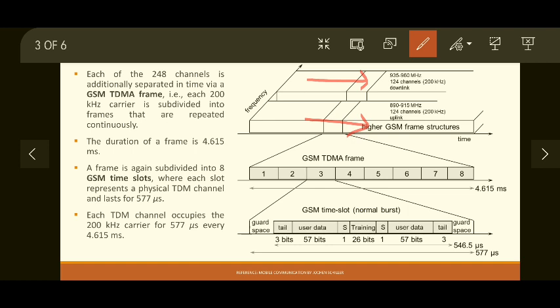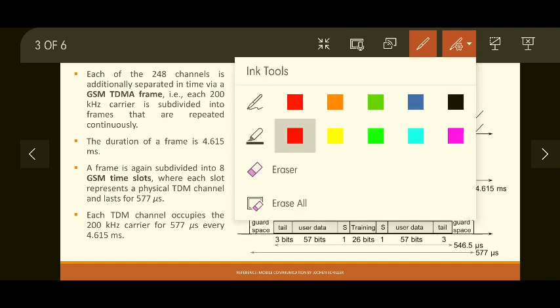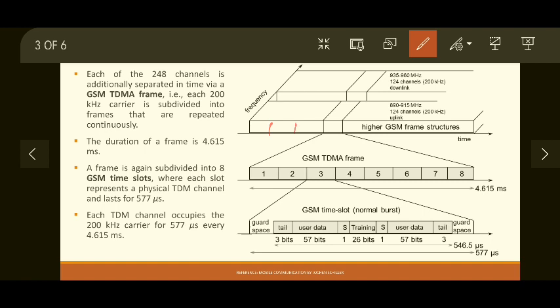Now each of the 124 channels, each of 200 kilohertz carrier, this is about FDMA. Now how is TDMA combined with this? Each channel is divided into frames that are repeated continuously. If you see the diagram, there are a number of frames: frame 1, frame 2, frame 3, frame 4, frame 5 and so on.